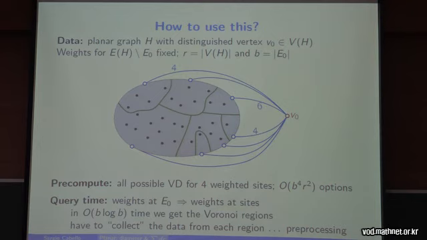Okay? And now the point is that I can compute these things in time proportional to the number of boundary vertices, log the number of boundary vertices. And that's where the gain comes.